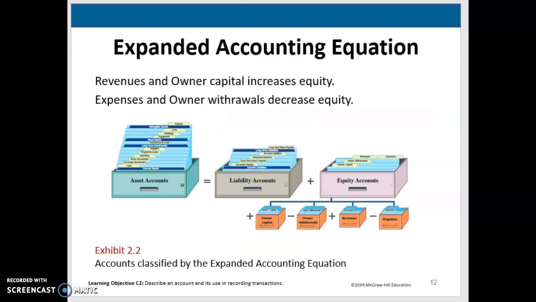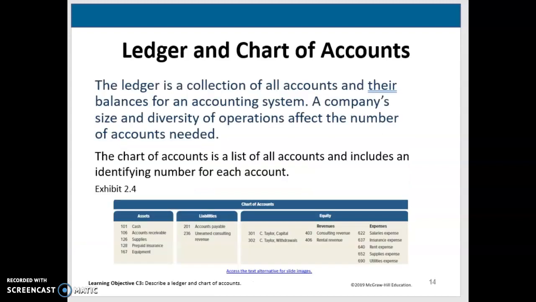All right, so we talked before about the accounting equation: assets, liabilities, and equity. We even expanded it before in chapter 1 where we talked about capital, withdrawals, revenue, and expenses. So nothing new in that slide. All right, the next part we're going to look at is the ledger and the chart of accounts.